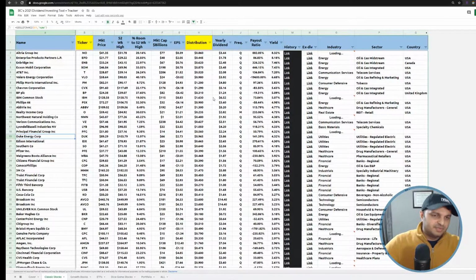All of these metrics you should be familiar with by now. Essentially name, ticker, market price, 52-week high, 52-week low or percent of room, market cap, earnings per share, distribution. Distribution is how much dividend they're going to pay in the next dividend payout. That one you need to update, and I'll show you where to find how much they're paying out, so this sheet will always stay updated. Yearly dividend, based on what you put in distribution, the yearly dividend payout is going to update. And then frequency, you don't have to mess with that. Payout ratio and all that stuff. The ratio is a little wonky based on what you input, but I wouldn't worry so much about it. That's why I broke these down, right?